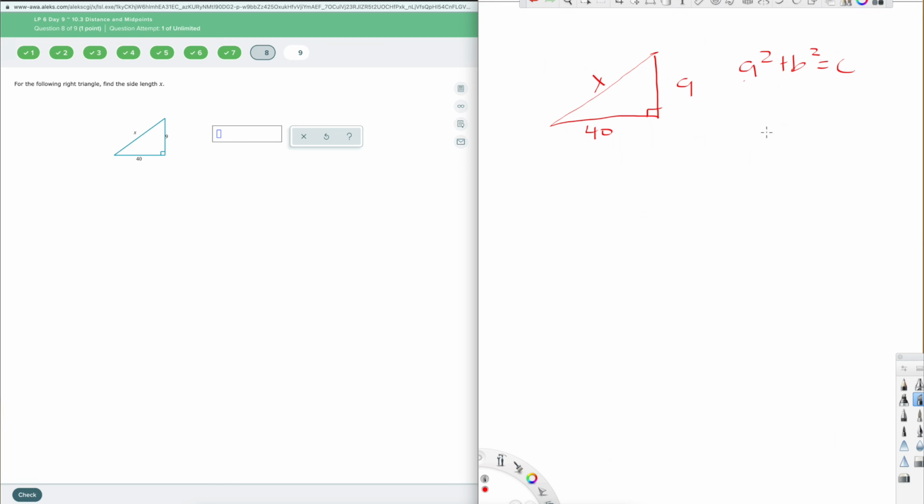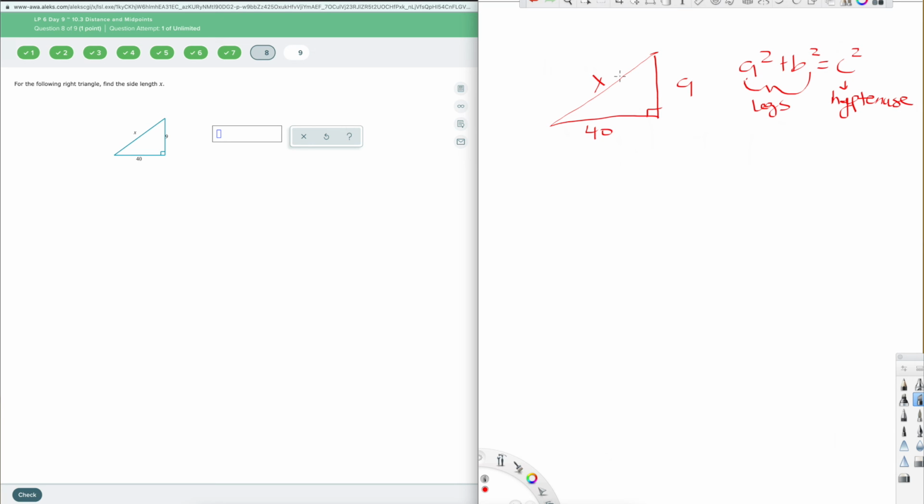Where'd my 2 go? There's my 2. Should rewrite it. I don't know why it disappeared. So these are the legs. And what that means is they're the sides that create the 90 degrees. This is the hypotenuse. Hypotenuse. I hope I spelled that correctly.